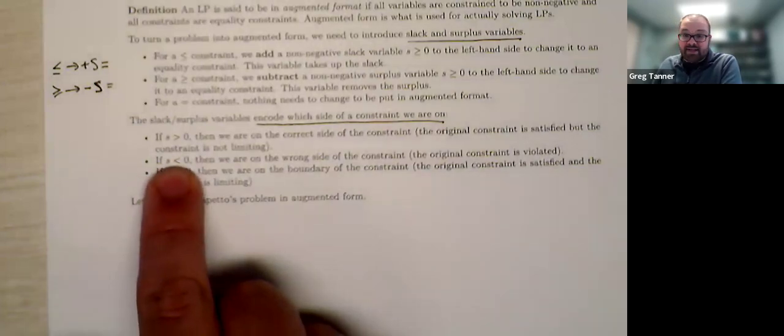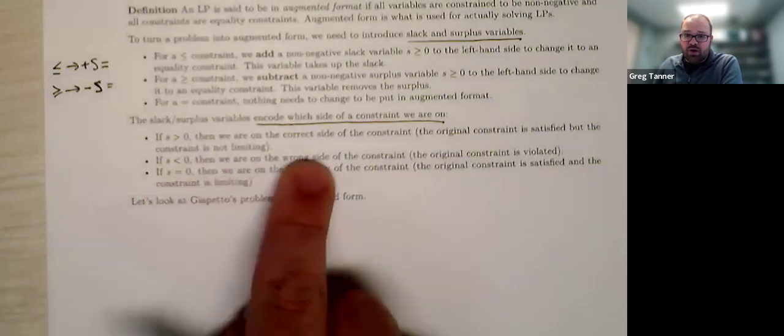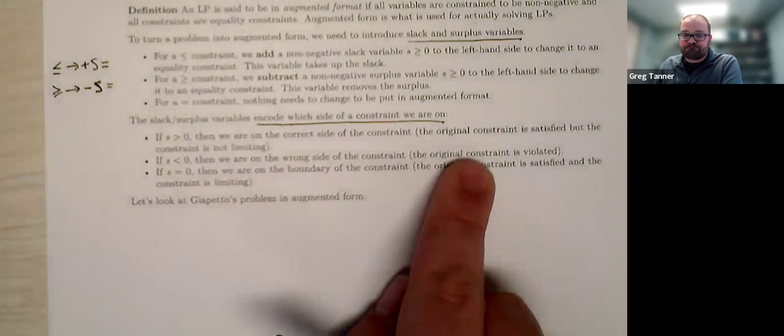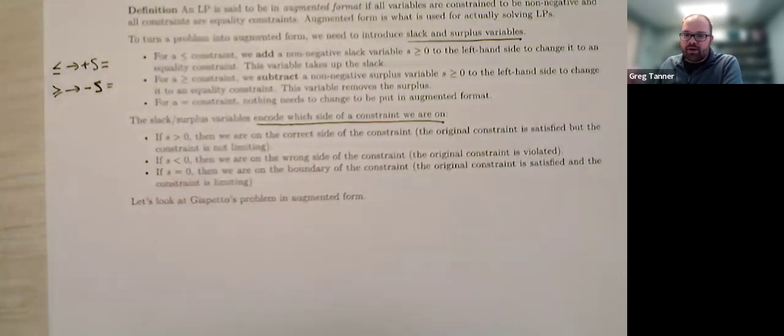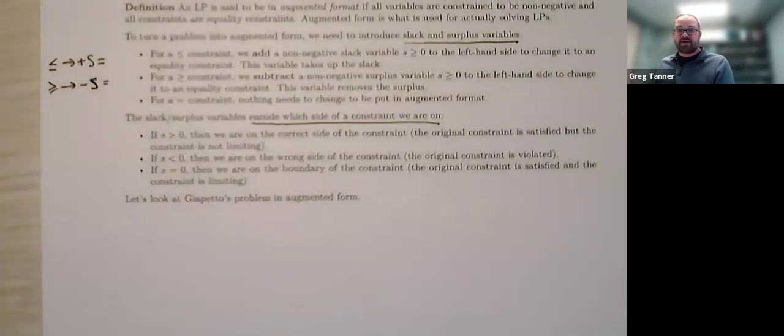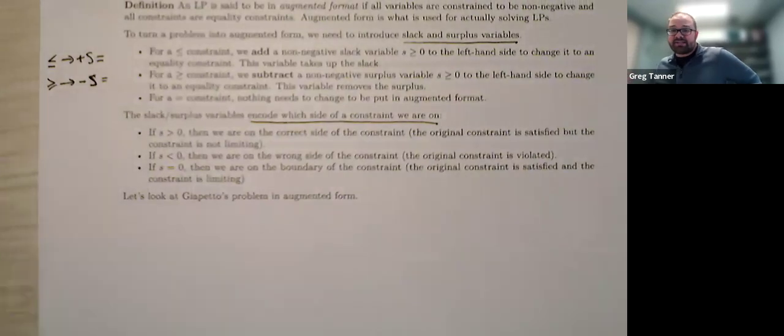If S is less than 0, then we're actually on the wrong side of the constraint, and the original constraint is violated. And then the third option is if we're equal to 0, then we are exactly on the boundary of the constraint. The original constraint is satisfied, and that constraint is limiting, meaning that we can't do any more of some of our variables without going outside of that constraint. And so that constraint is actually limiting us.